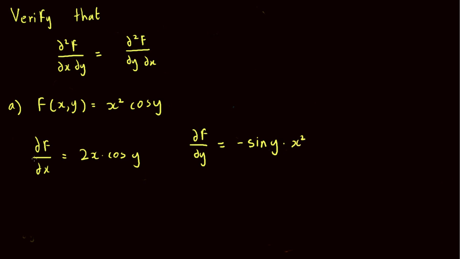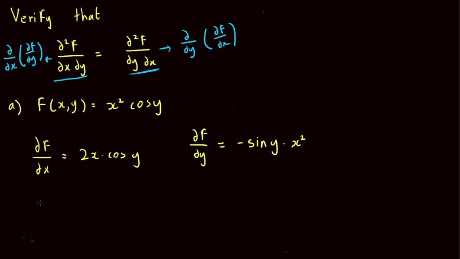Now when they say in the question del square f over del x del y, what does that mean? It means just del x of del f over del y, and this other one refers to del y of del f over del x.